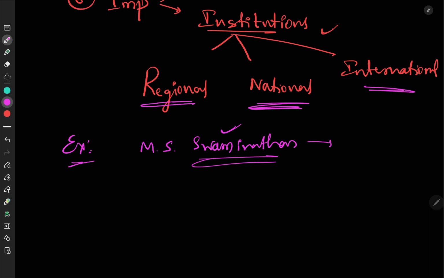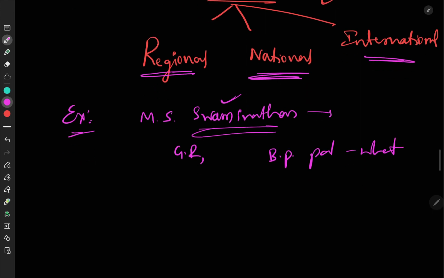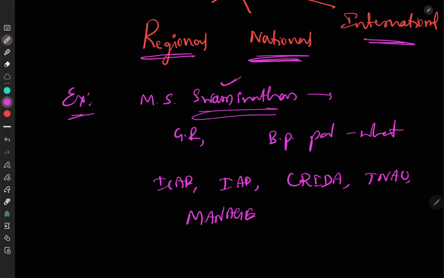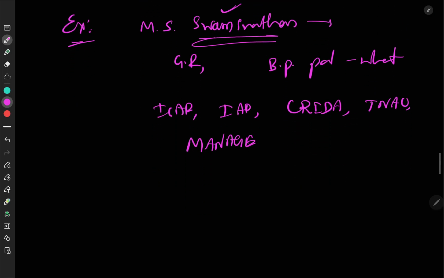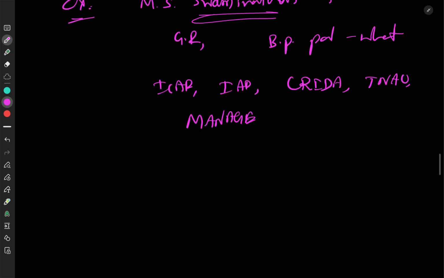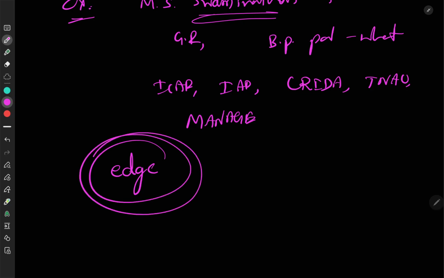If you write any answer, he suggested something for that. Suppose M.S. Swaminathan for the green revolution, or B.P. Pal for wheat breeding, or institutions like ICAR, IARI, CREDA, TNAU, or MANAGE in economics and extension, and mention one or two contributions there. That's more than enough, and definitely it will give you some extra edge compared to other students.